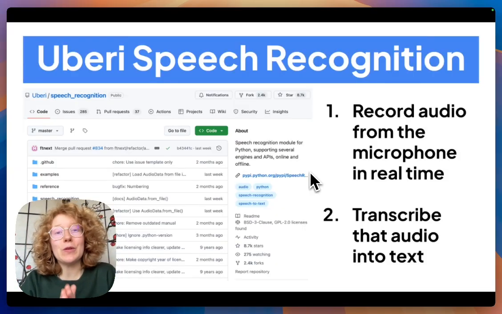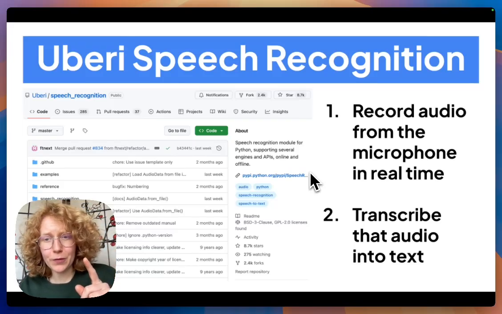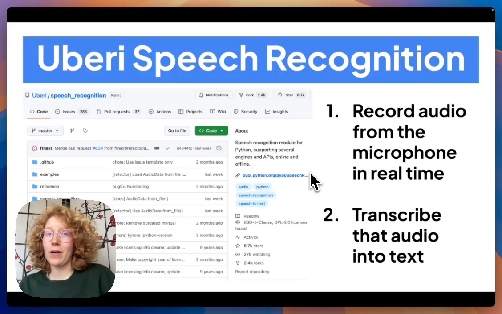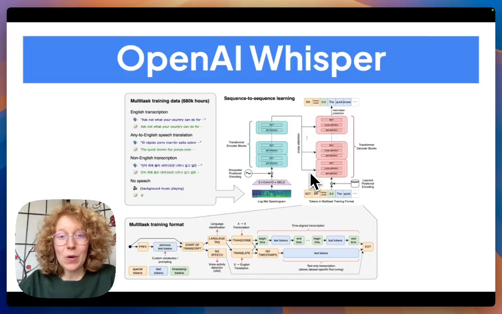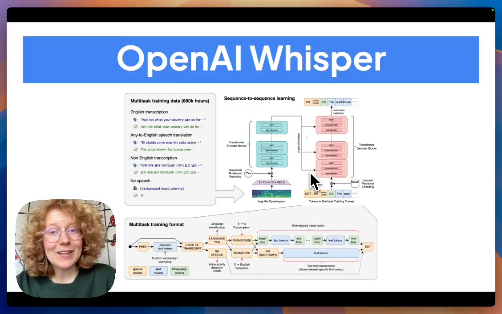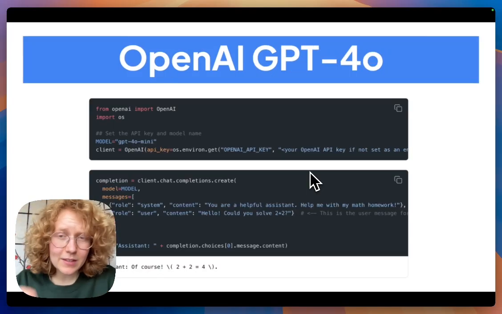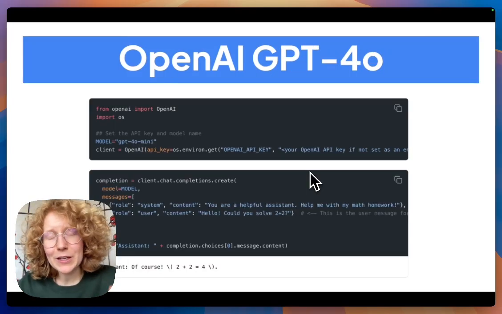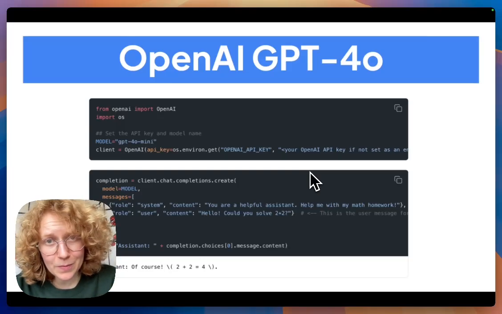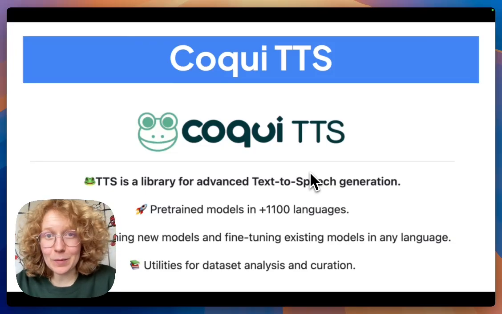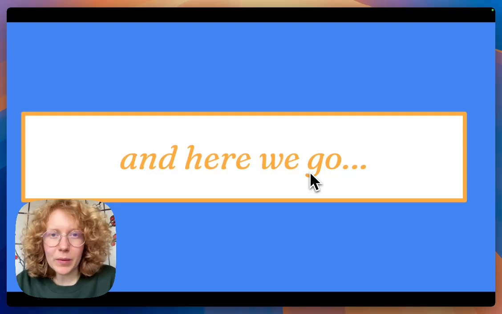The first thing is to use Uber's speech recognition, which basically does two things: record audio from the microphone in real time and transcribes that audio. And to transcribe the audio, we're using OpenAI Whisper, which is a sequence-to-sequence machine learning model that can take audio and turn it into text. Then we'll take this text and feed it into GPT-4o to produce a response about how we can go about actually debugging our code. And finally, we'll use a TTS library to take that text and turn it into speech. So let's see what we come up with.